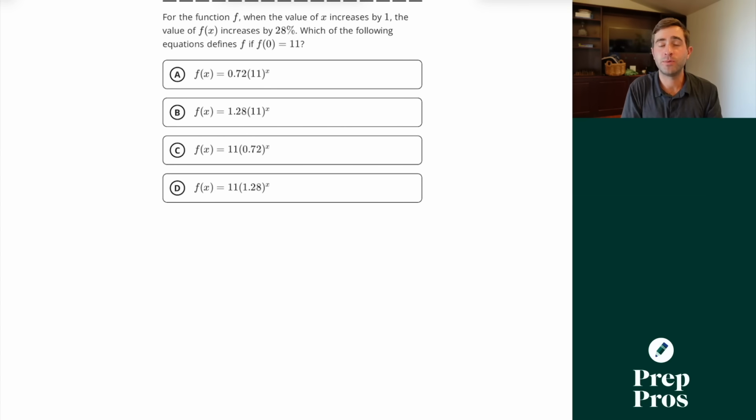One of the other question types you're definitely going to see on your test are exponential growth and decay questions. And students simply miss these because they're not familiar with the formula and how it works.